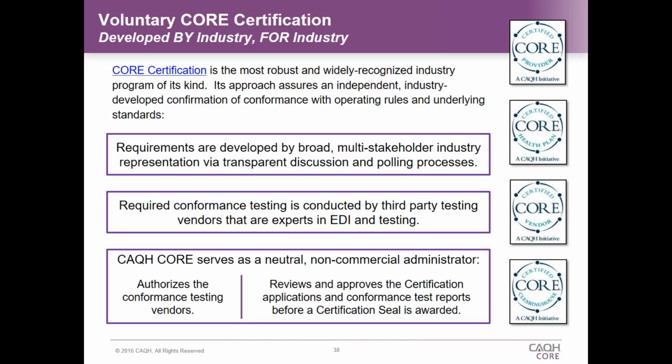Second, a third-party testing vendor, otherwise not affiliated with CAQH core, actually does the testing. And lastly, the third leg of the stool, CAQH core administers the program and reviews the testing and applications according to robust processes and policies, and ultimately awards the seal.